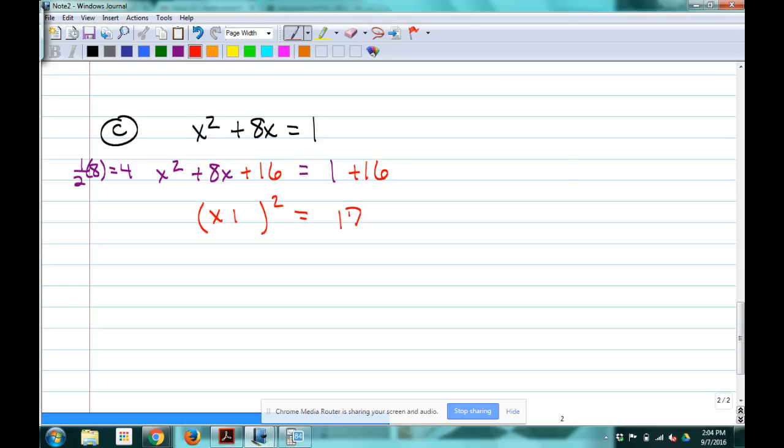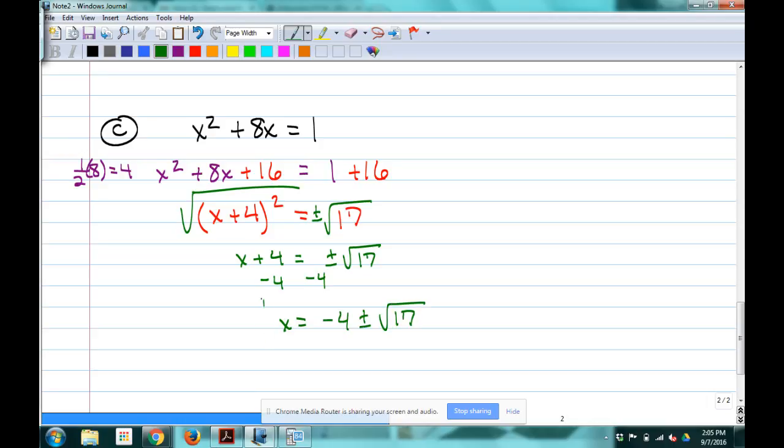x plus 4 squared. Why is it a plus this time and not a minus? Because it's positive. That's a plus sign there. So when you take the square root, it won't break down. Square root. X plus 4 is plus or minus radical 17. Subtract 4. Negative 4 plus or minus radical 17.